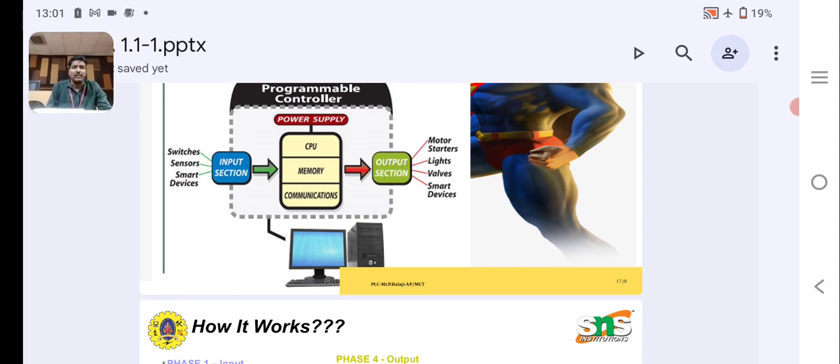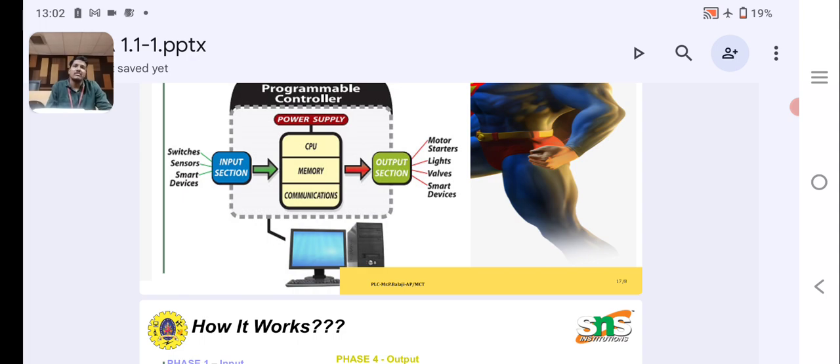These are the available components. The processor unit, or central processing unit, contains the microprocessor, which interprets the input signals and carries out the output actions according to the program stored in its memory. Repeating again, the processor unit or CPU contains the microprocessor, and it interprets the input signals and carries out the output control actions according to the program stored in its memory.